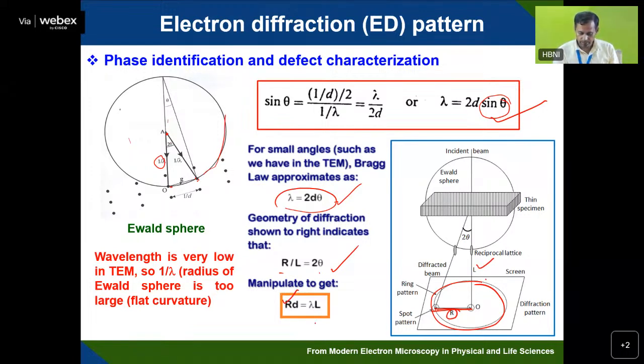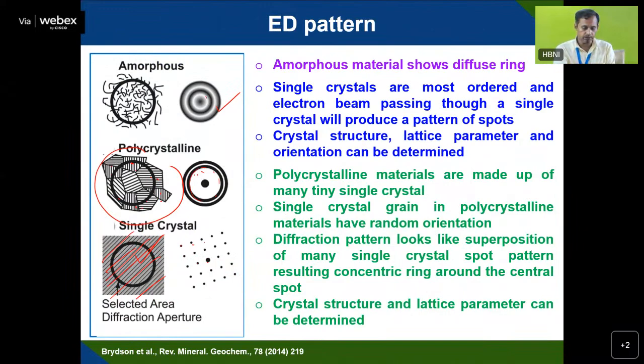This R you can measure from the image, and L you can get from the electron microscope. Lambda is fixed by the energy you are using, whether it's 100 keV or 200 keV. And the d spacing you can find out very easily from this electron diffraction pattern. Whatever value you get, 0.2 or 0.25 or 0.28, you can match it to the corresponding plane, and you can identify each of those planes.